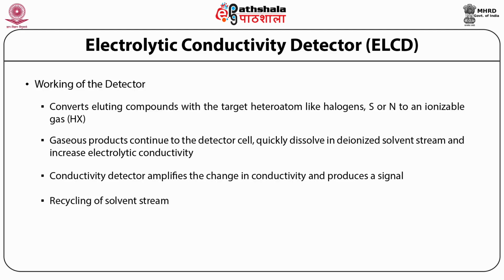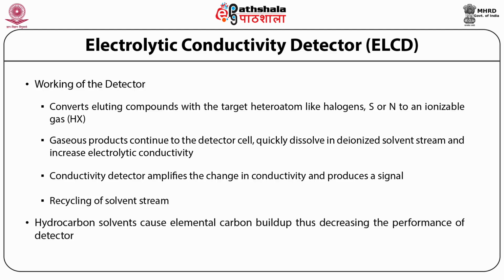High levels of hydrocarbon solvents cause elemental carbon buildup in the reaction tube under certain conditions, thereby decreasing the performance of the detector and requiring more frequent maintenance. To prevent detector overload by a high amount of solvent, venting is done by time-program control using a vent valve. In the end, we can summarize what we studied today in the following points.